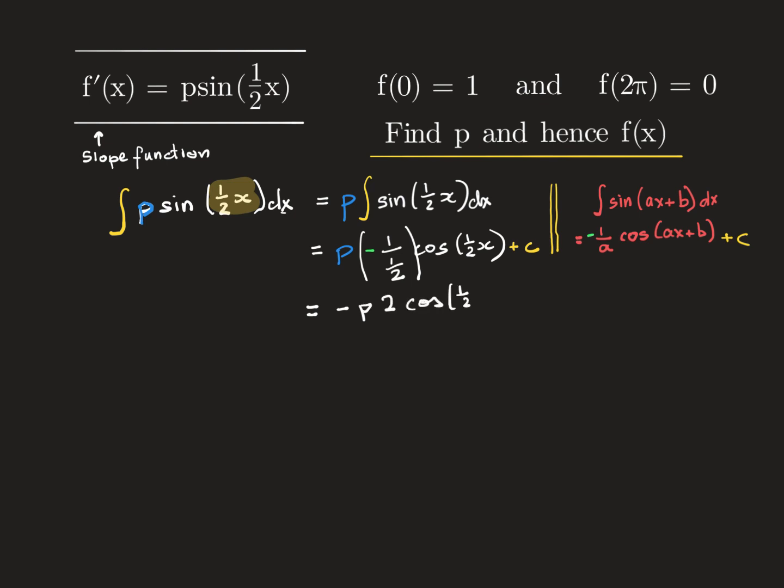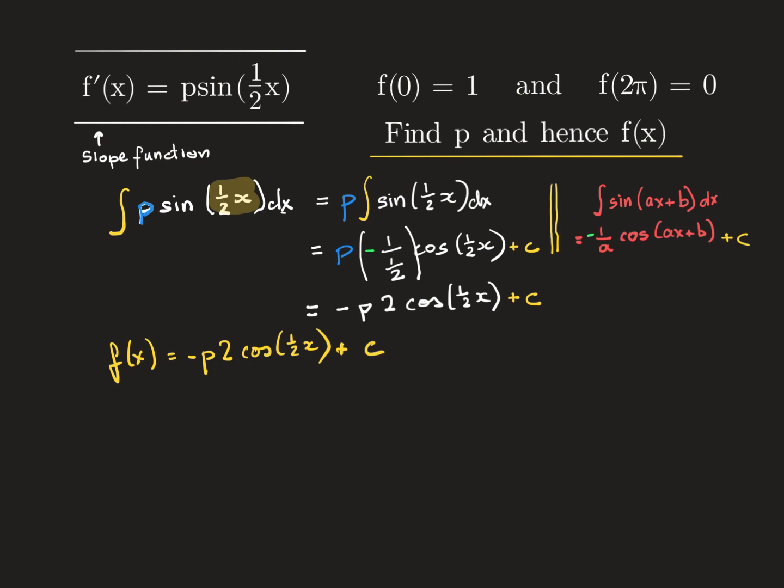And I know you might be frustrated with the fact that I'm going so slowly through every single detail, but I just want to make sure that you understand what's going on. You can just miss those steps and go straight up to the bottom line. Okay, so this is our function f(x), which is equal to minus 2p cos a half x plus c.